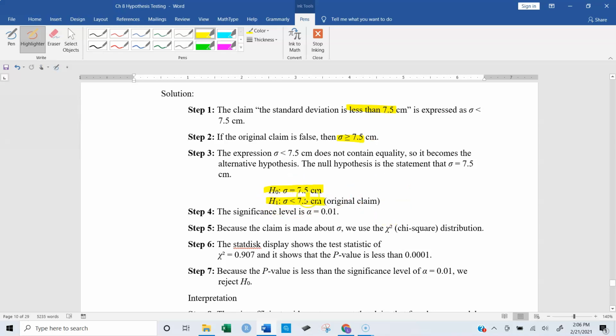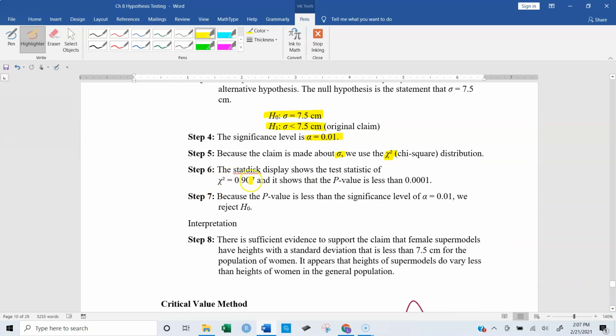So our standard deviation equals 7.5, or it is less than 7.5. Significance level of 0.01. Since it's about standard deviation, we have to use the chi-square distribution. When we do StatDisk, we get a test statistic of 0.907 and a p-value of 0.001.